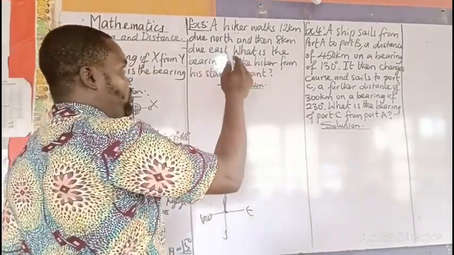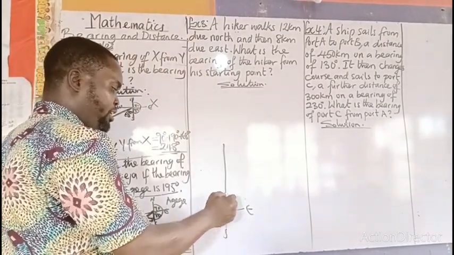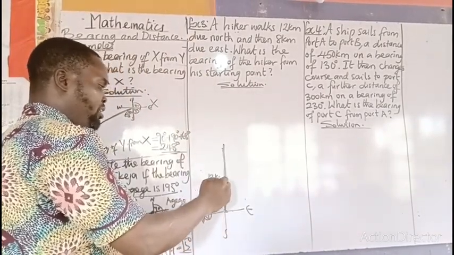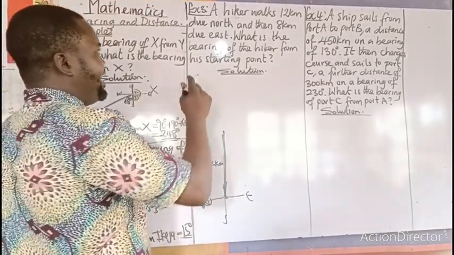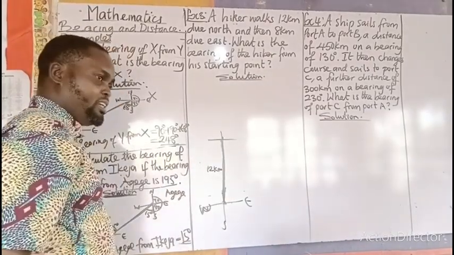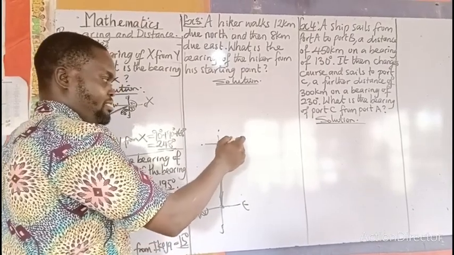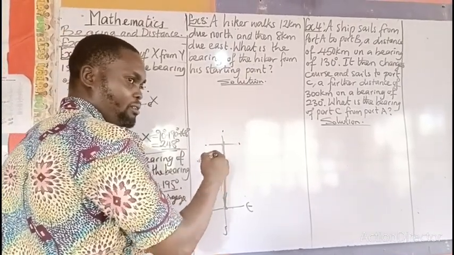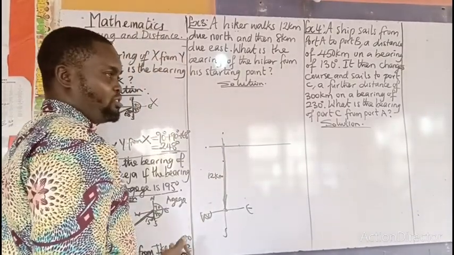A hiker walks 12 kilometers due north. That means from a point, it goes up 12 kilometers. Is that clear? And then 8 kilometers due east. If you have your cardinal points, where is your east? North, south, west, east. So where will you go now? To the right, because this is how you know your diagram.